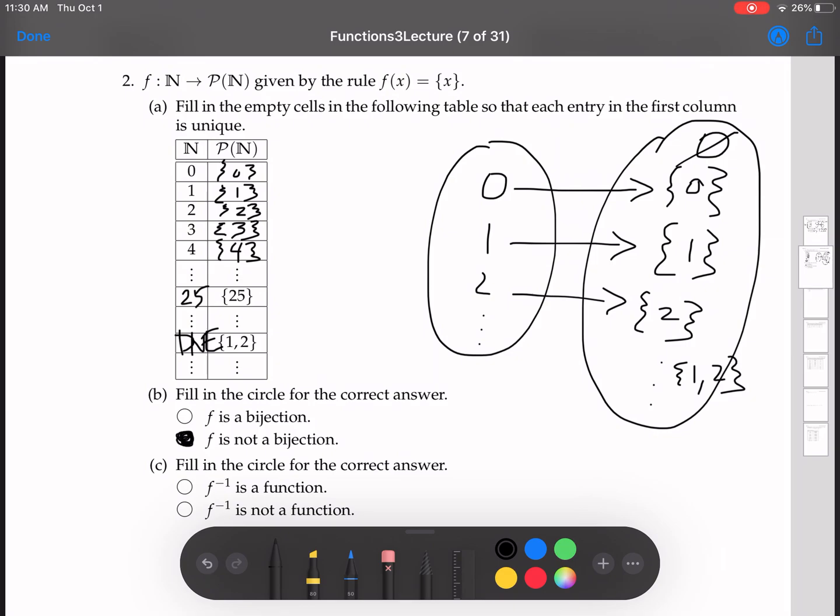And remember, f inverse is a function if and only if f is a bijection. So it means the same thing. They're synonymous ideas. F inverse is a function means the same thing as f is a bijection. F is a bijection means the same thing as f inverse is a function. So if f is not a bijection, f inverse is not a function. Remember, if you fill out this one, you have to fill out that one. If you fill out that one, then you have to fill out that one. They're the same thing. They're equivalent ideas.